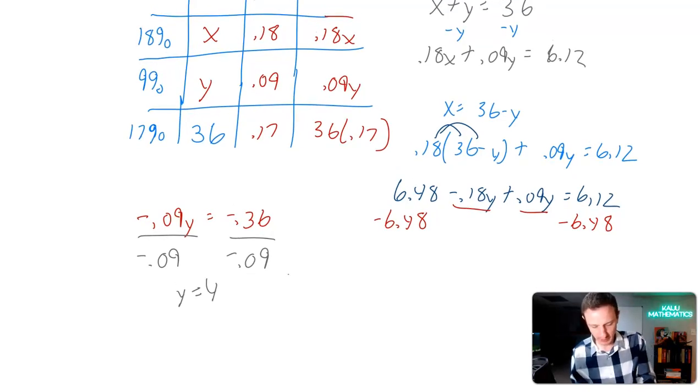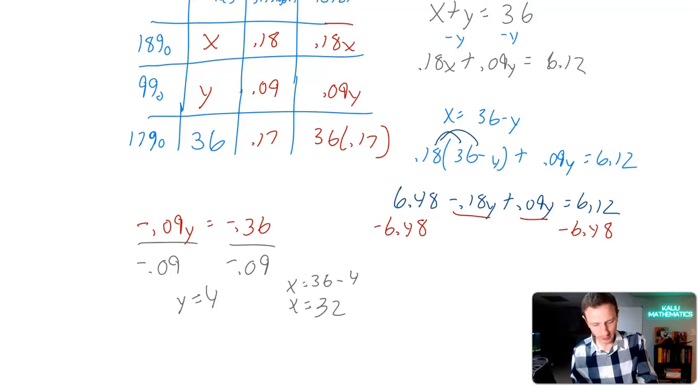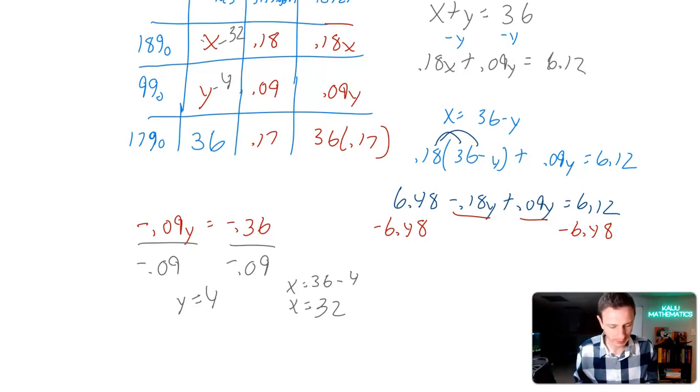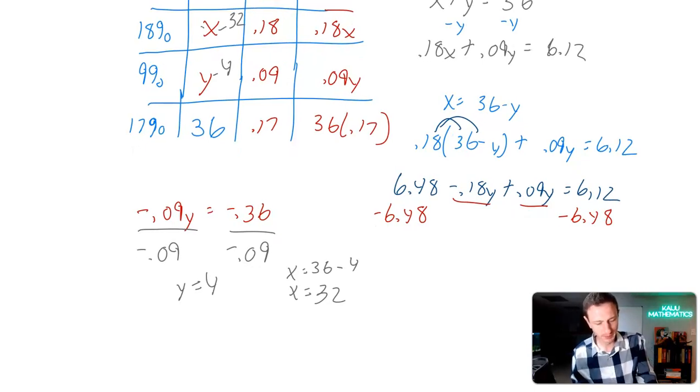So then that means X is equal to 36 minus 4, which is going to be 32. So 32 ounces of the 18% and 4 ounces of the 9% solution is needed. You could write this out nicer if you want: 32 of the 18%, 4 of the 9%.